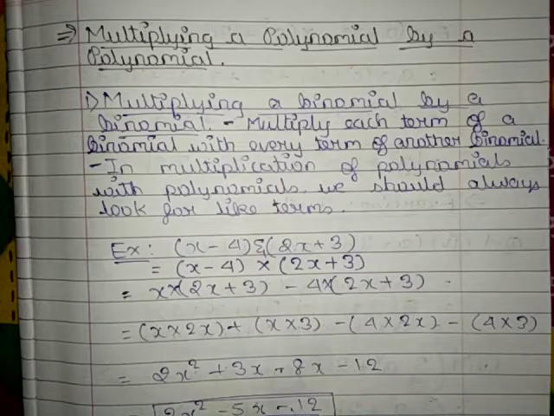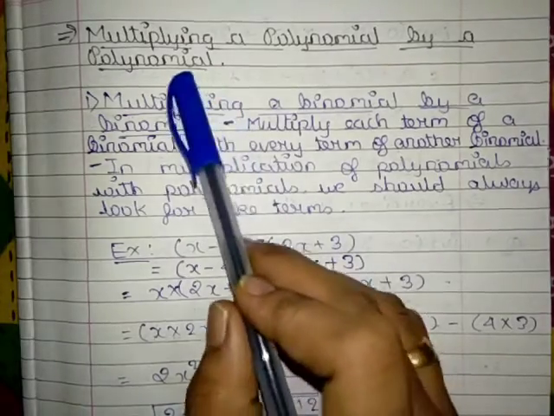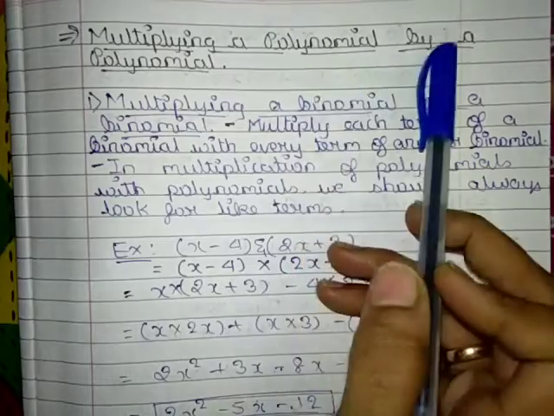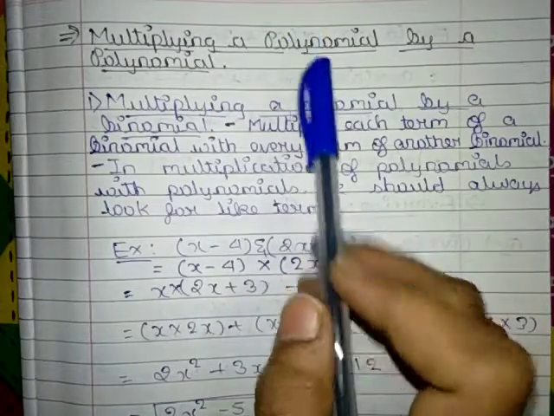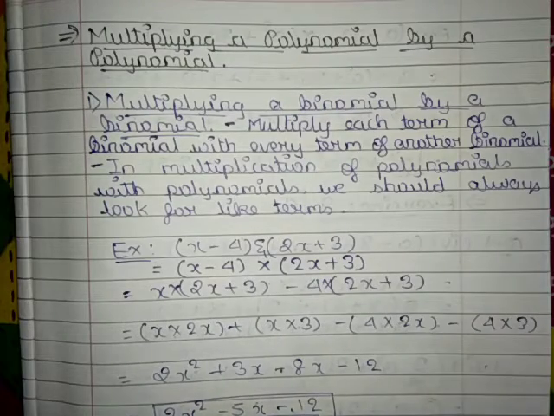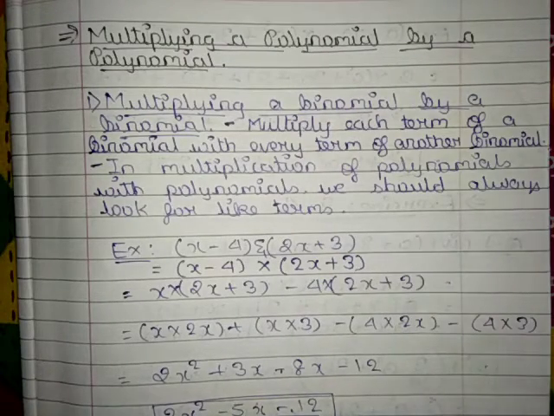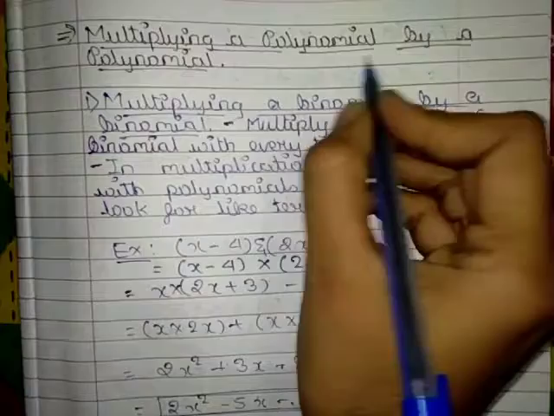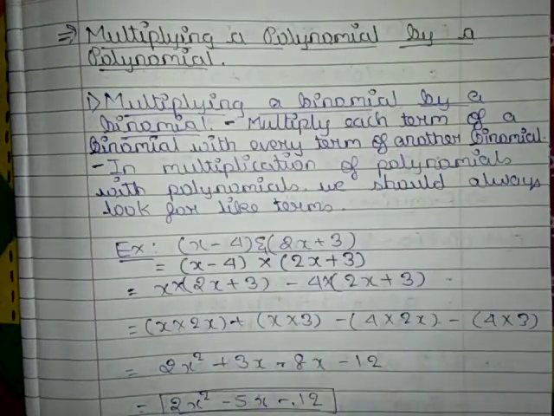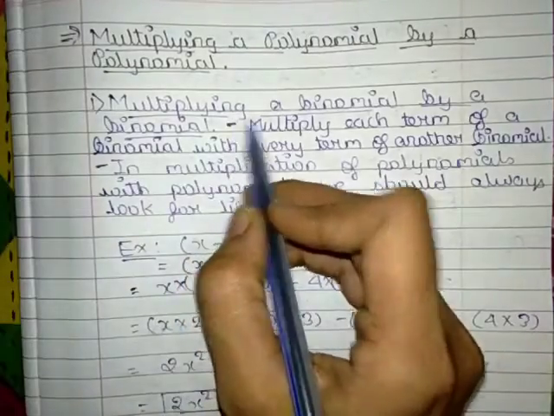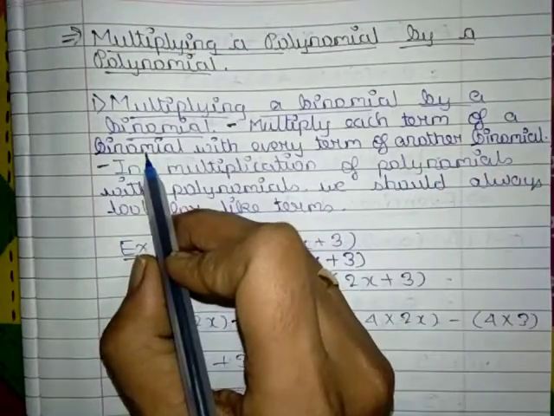Students, today we will learn a new topic, that is multiplying a polynomial by a polynomial. What is a polynomial? What we have learned earlier is that one or more than one term is considered to be a polynomial, an expression containing one or more terms. So the first topic is multiplying a binomial by a binomial.